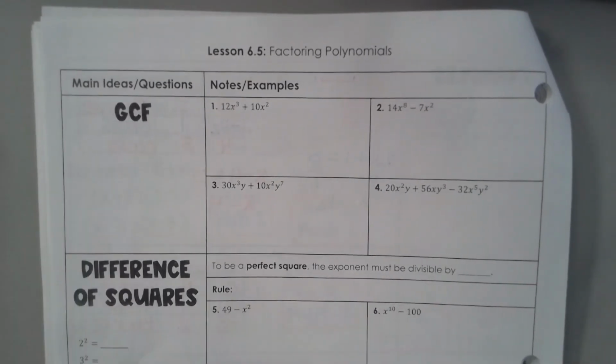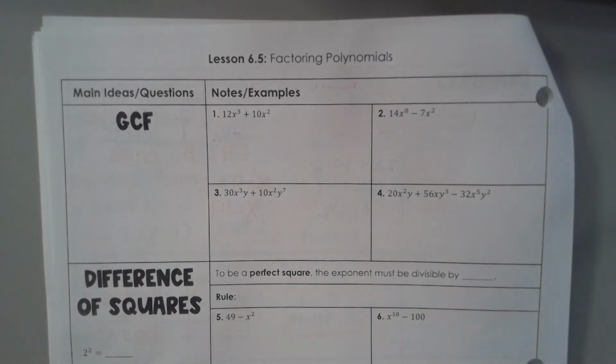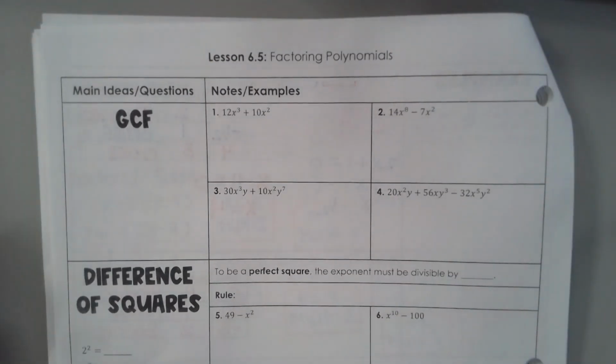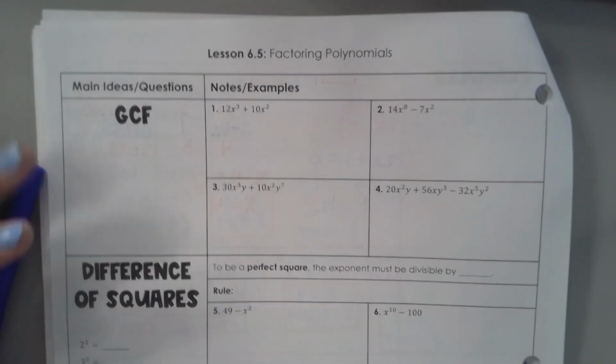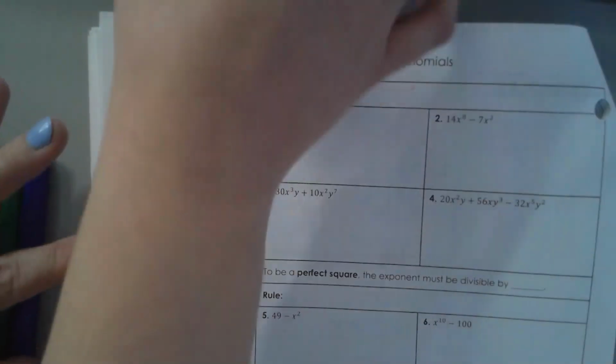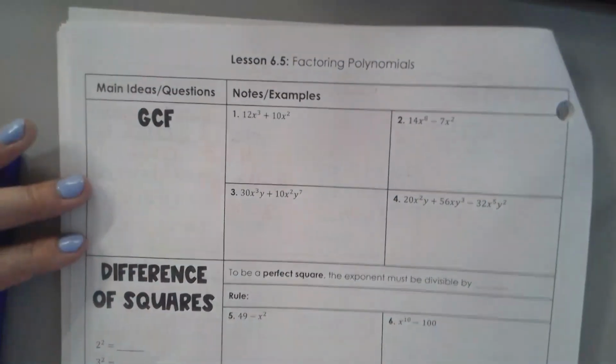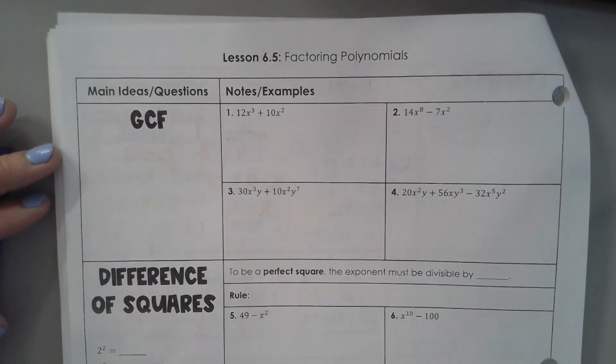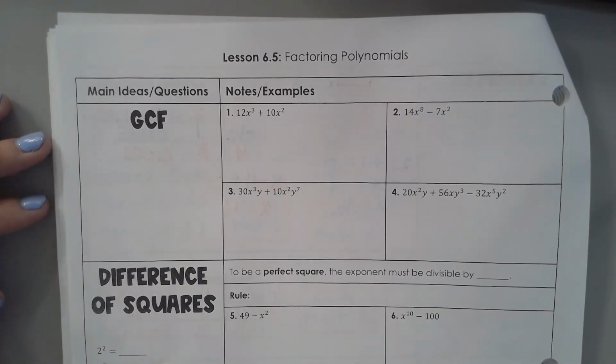So the first thing we're going to look at is the GCF. You will always, in every question you do, look to see if there's a GCF. There may be, there may not be. So when we're looking for a GCF, we're looking for what the terms have in common. What can you divide both of those terms by?